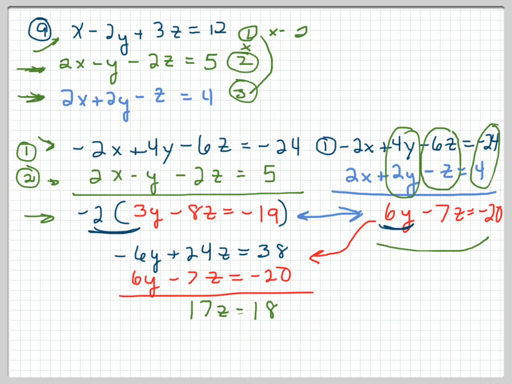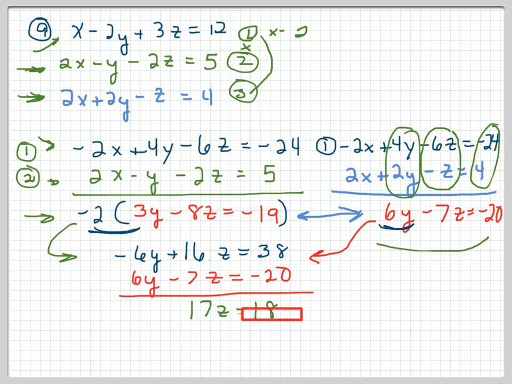Still looking. Times negative 2. I'm checking this multiplication now. Negative 6y. There it is. Close to the end. Right here I had a 24z, and that's incorrect. It's negative 2 times negative 8. That's going to be positive 16z.